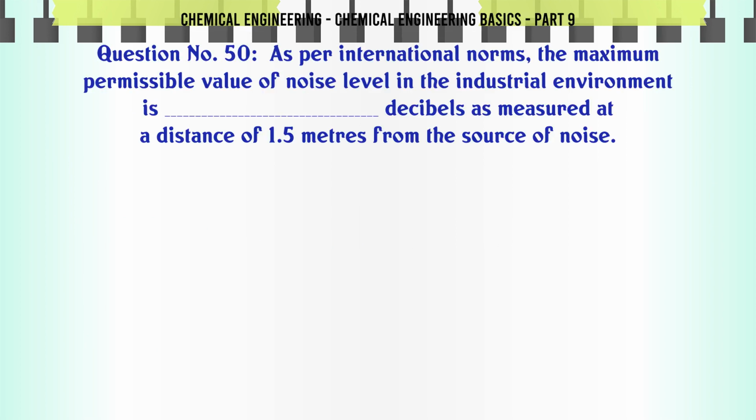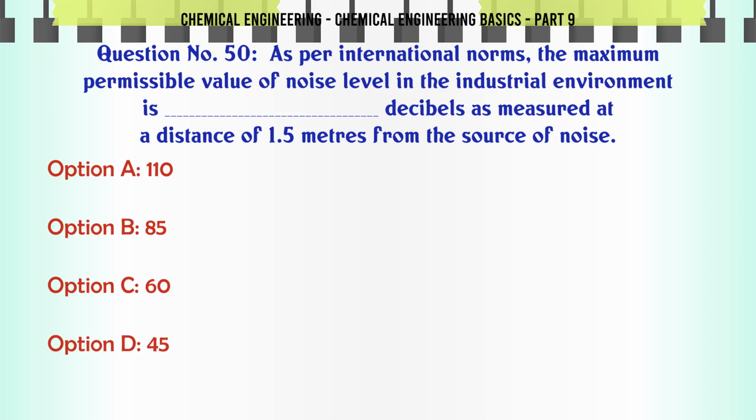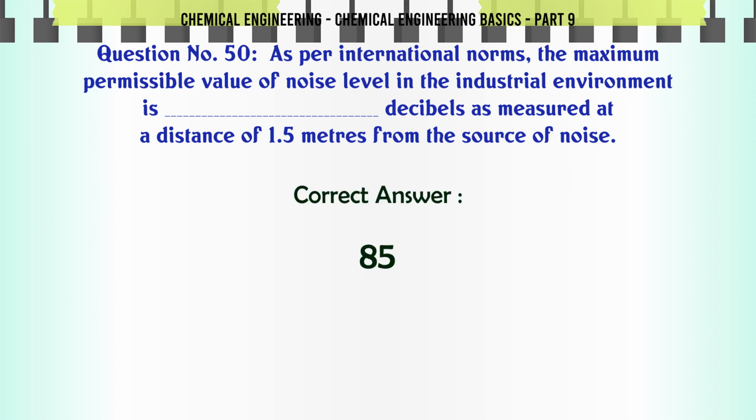As per international norms, the maximum permissible value of noise level in the industrial environment is ___ decibels as measured at a distance of 1.5 meters from the source of noise. A. 110, B. 85, C. 60, D. 45. The correct answer is 85.